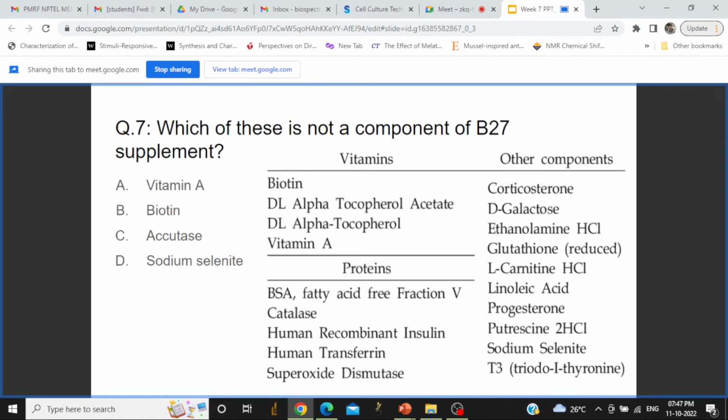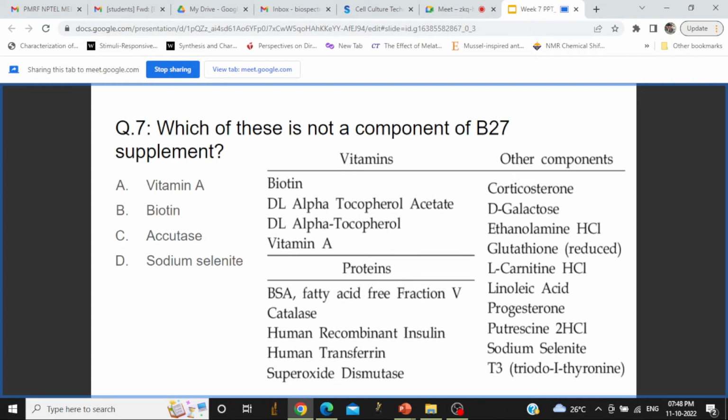Which one of these is not a component of B27 supplement? The answers are vitamin A, biotin, accutase, and sodium selenite. I have attached the answer here, so you can see it directly on the slide.